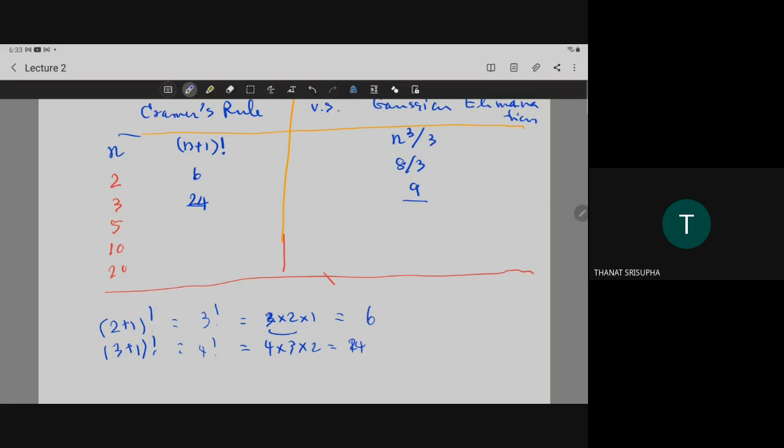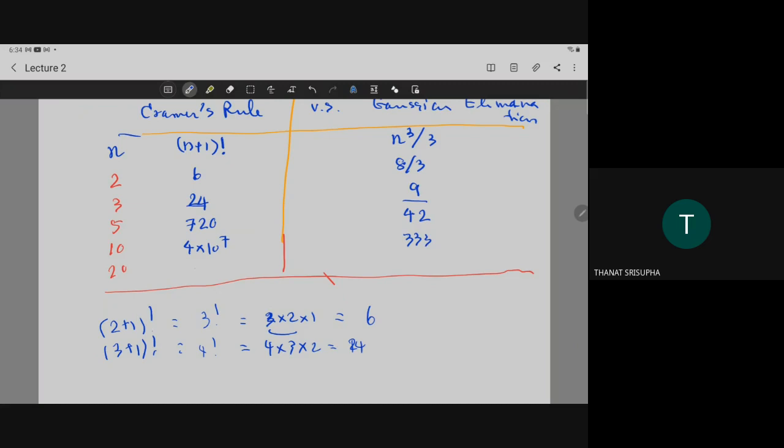Next, for the next one, maybe a bit more difficult. If n is equal to 5, which means we have 5 unknowns. So here we have 720, right? If you don't agree with this, please tell me. And then here I have 42. If n equals 10, I have 11 factorial, which is about 4 times 10 to the 7. And then here we have 10 cubed, which is 1000, divided by 3, which is 333.